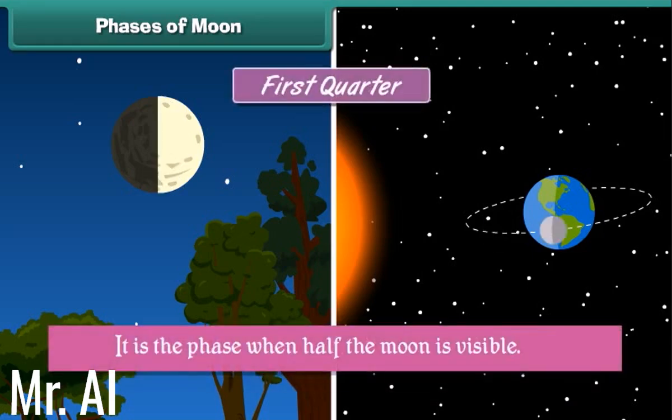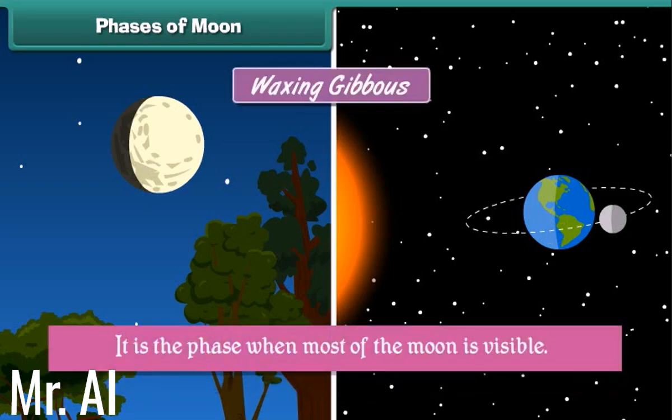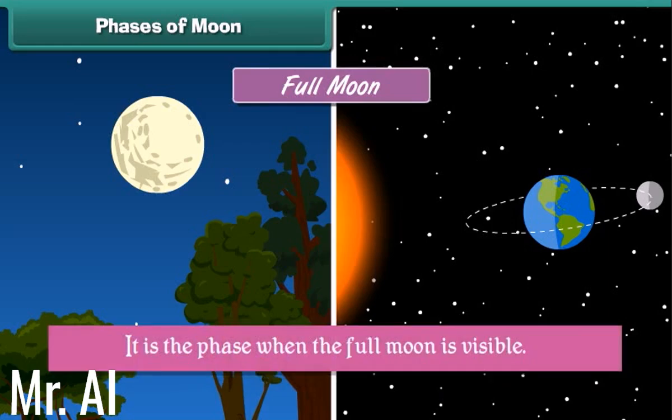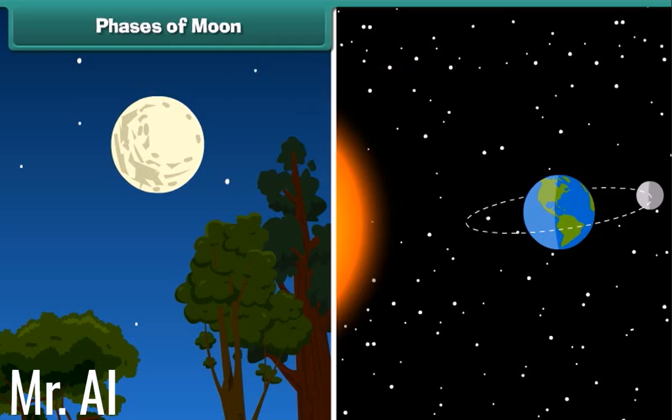First quarter. It is the phase when half the Moon is visible. Waxing gibbous. It is the phase when most of the Moon is visible. Full Moon. It is the phase when the full Moon is visible. After full Moon, the size of visible Moon starts decreasing.